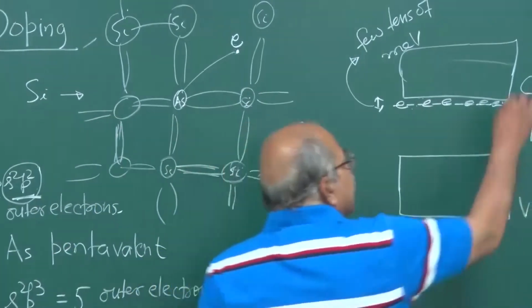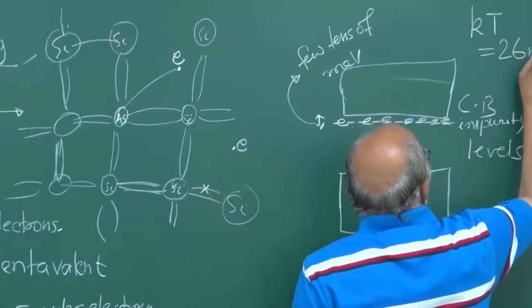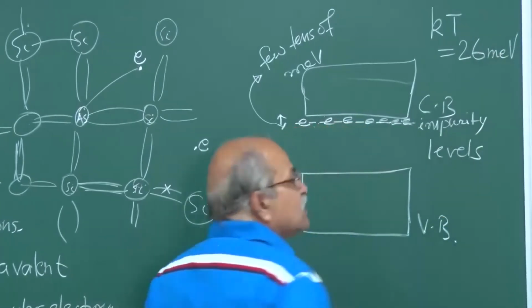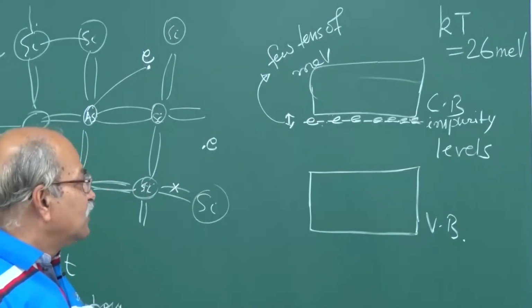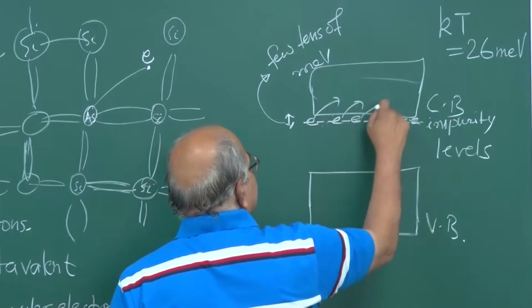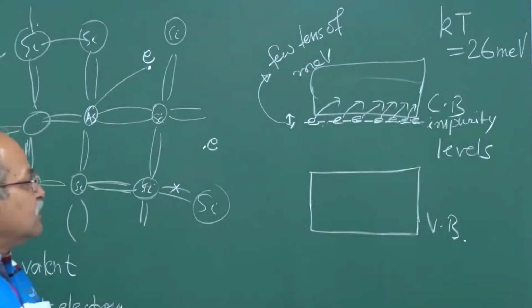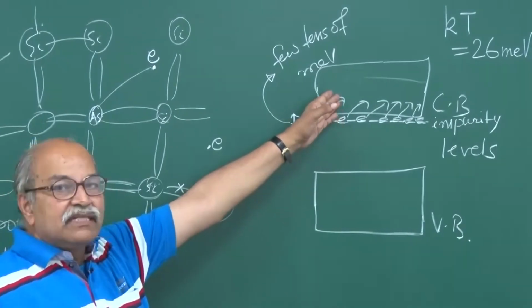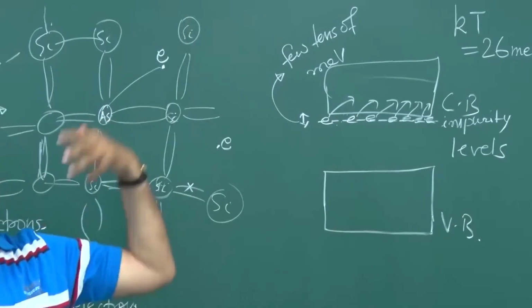And remember, kT itself is 26 milli-electron volts. So it's comparable to that. And therefore, through thermal interactions, these can easily go into the conduction band, and then they are free to move anywhere.